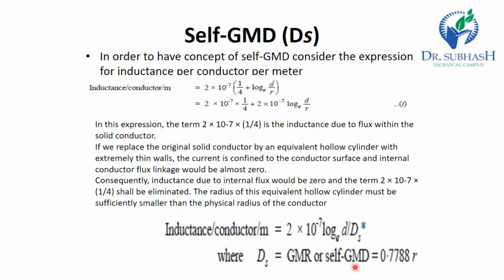We can see this here. It may be noted that the self GMD of a conductor depends upon the size and shape of the conductor and is independent of the spacing between the conductors.